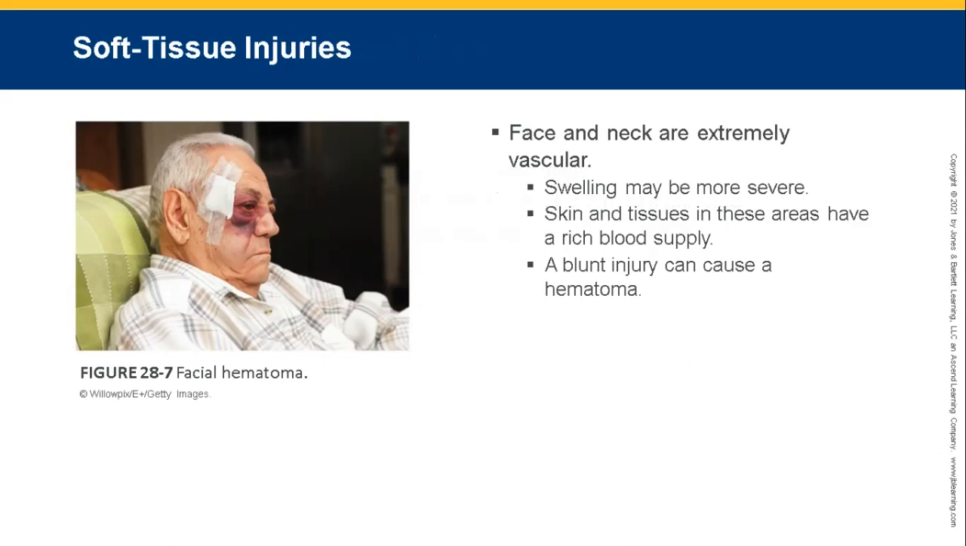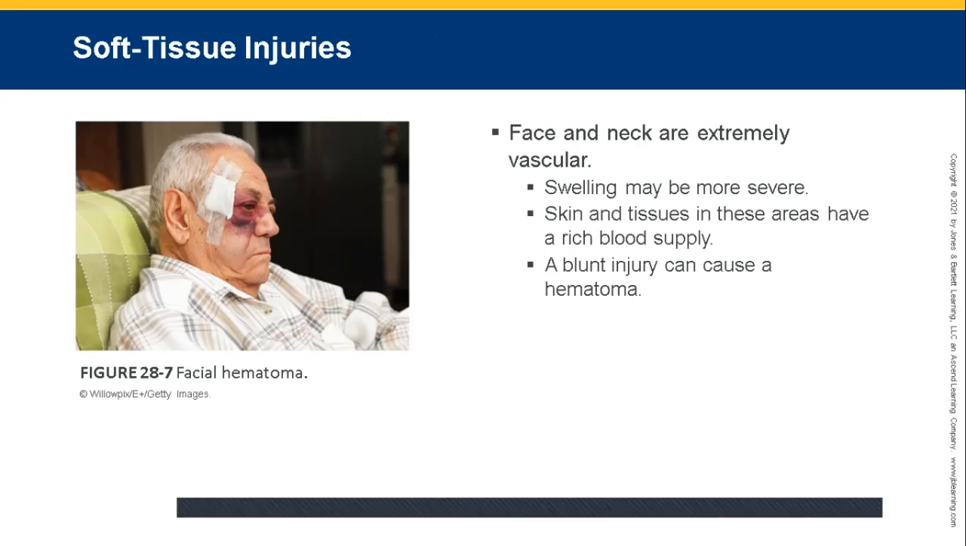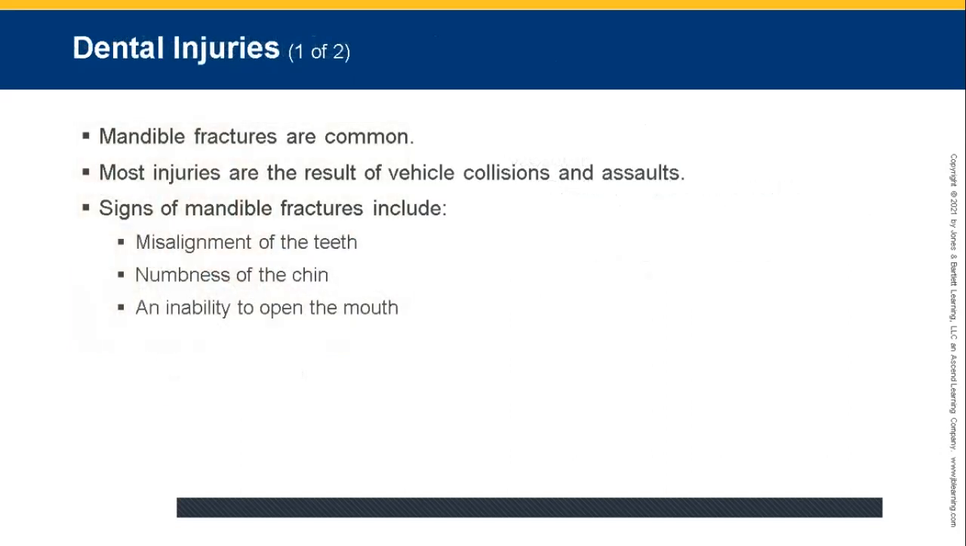The face and neck are highly vascular, so there can be a lot of blood loss in these areas. Swelling may be more severe. Skin and tissue in these areas have a rich blood supply. Blunt injury can cause a hematoma. A hematoma is a contusion, except that it's a vessel that's bleeding, and it causes visible swelling and discoloration.